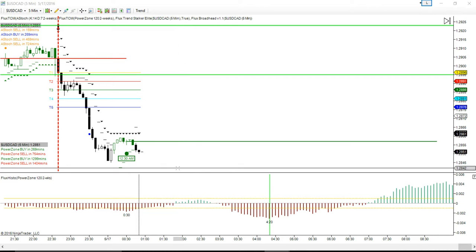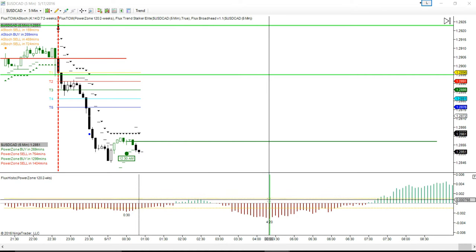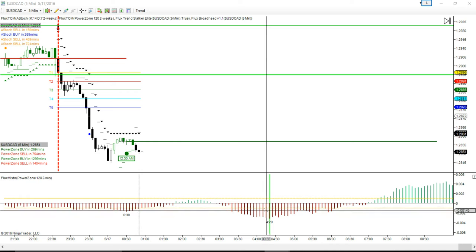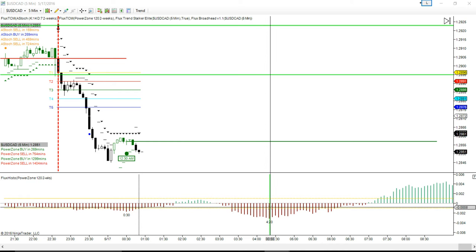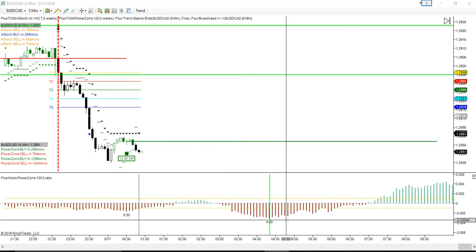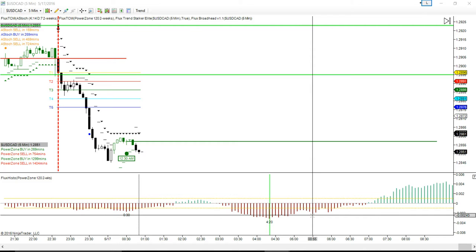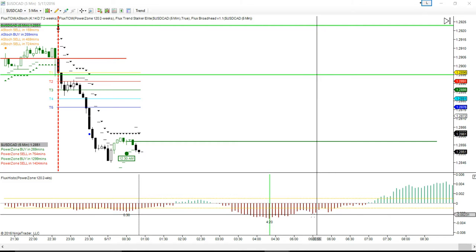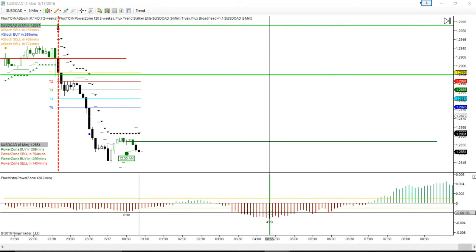Doesn't look like it's going up a lot, but I'm probably going to be looking here at 3:20 a.m. for a possible buy on the dollar Canadian. So we shall see what happens when I get to this point, as another push down. All right, that's one trade I'm looking at on my radar.